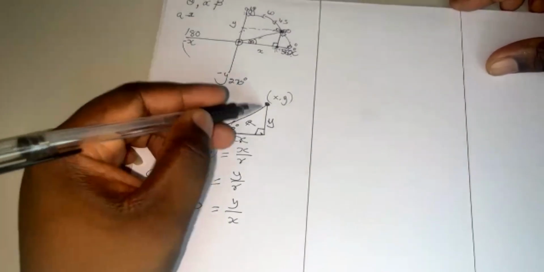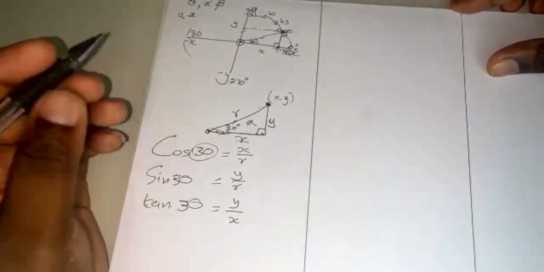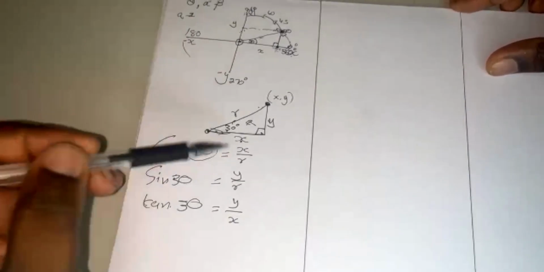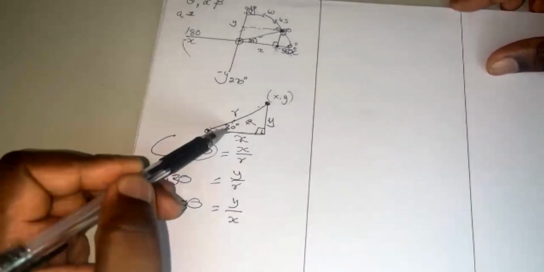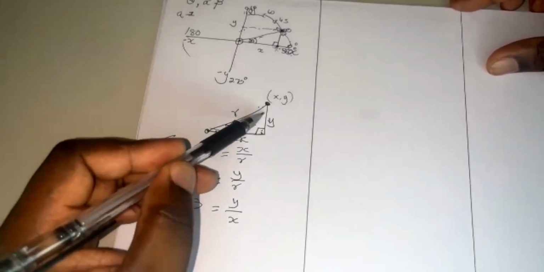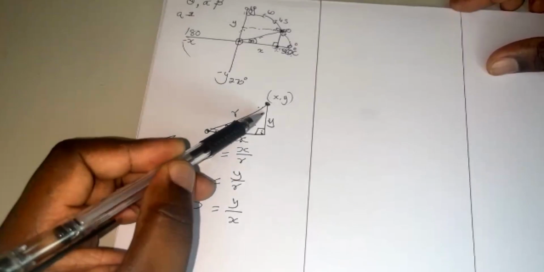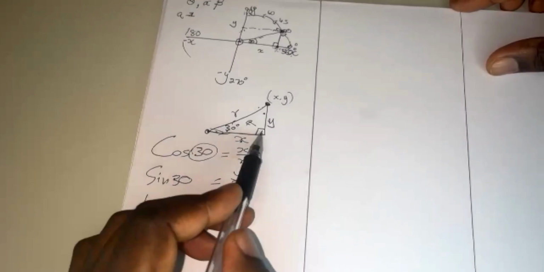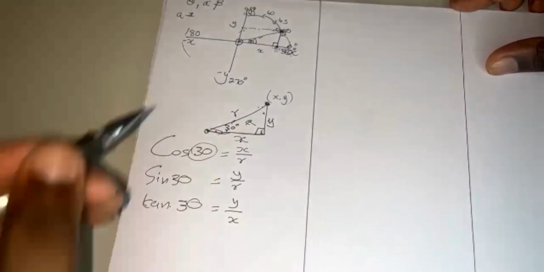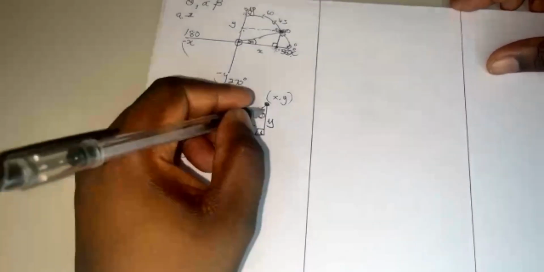So since it's a triangle, we still use the properties of a triangle, saying that the sum of all angles in a triangle is equal to 180. So we'll have 90 here plus 30 here plus this unknown angle. When we add all three of them, they must give us 180. So automatically we'll have 30 plus 90, which is 120. So we are left with 60 to get 180. So obviously here it's 60.